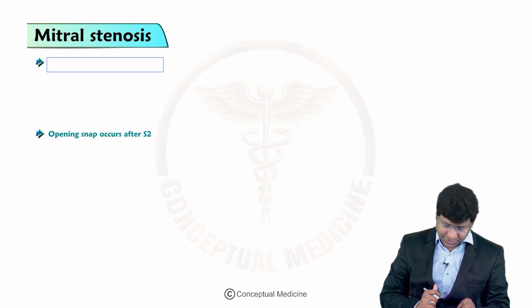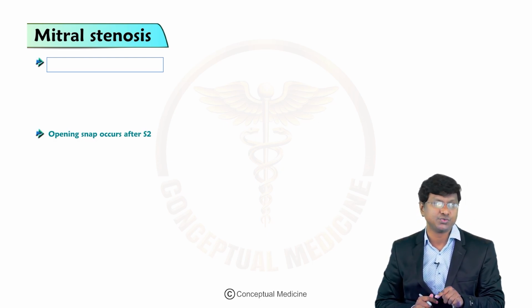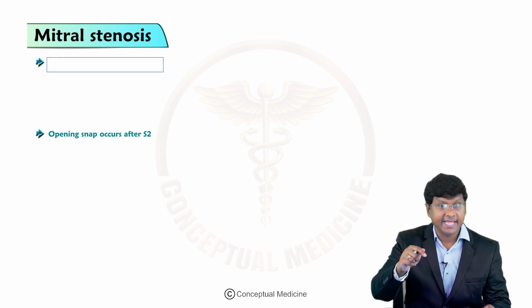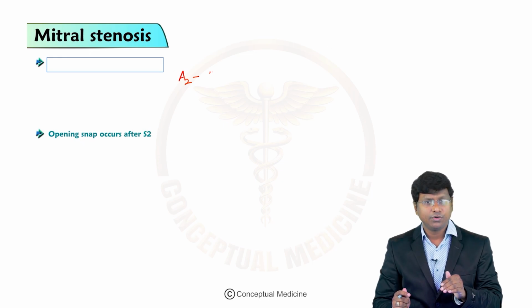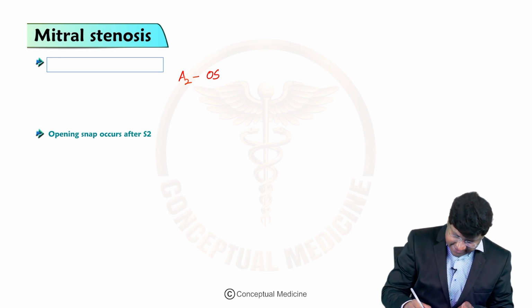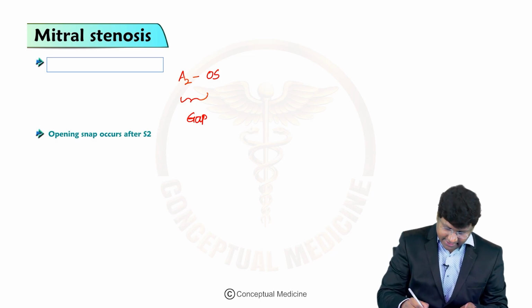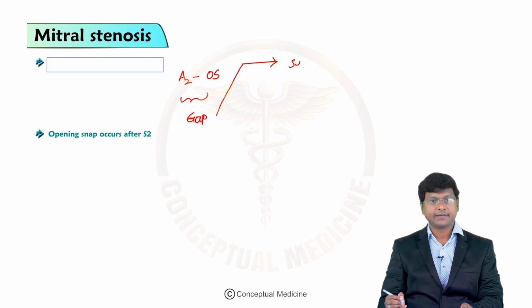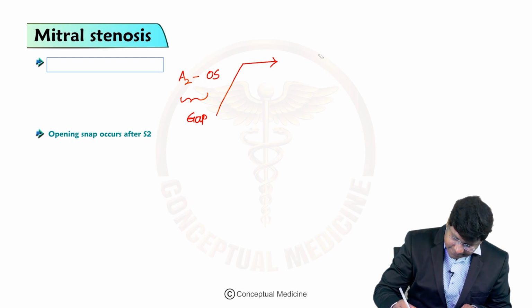So, you have to understand that the opening snap occurs after S2. A2 is nothing but the closure of the aortic valve, and OS is the opening of the mitral valve in mitral stenosis. This A2 OS gap, whatever is there, will also decide the severity of mitral stenosis.